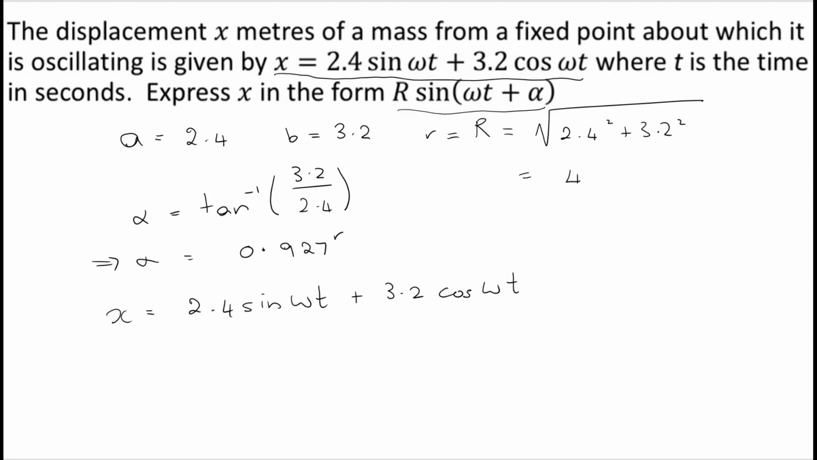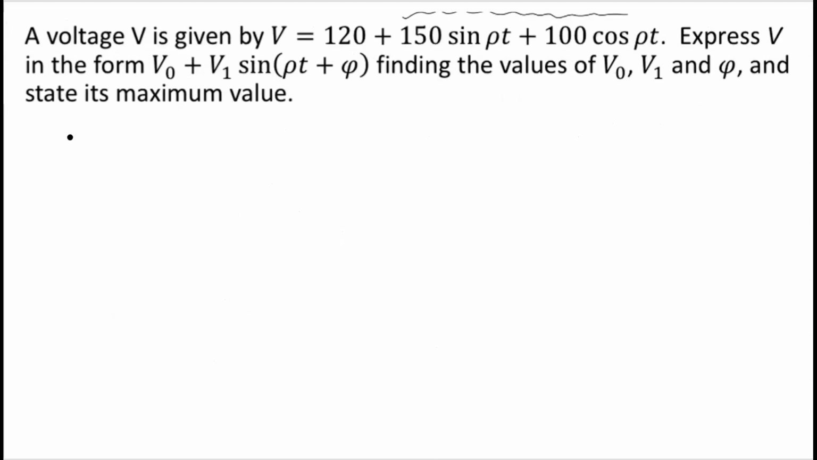We can rewrite that as being, and this is exactly the same, there's no change, it's just a different way of writing it, 4 times sine of omega t plus 0.927. And if you're using Desmos, you can check by drawing the first one and then the second one, and you'll find that they are the exact same graphs, they are the same function.